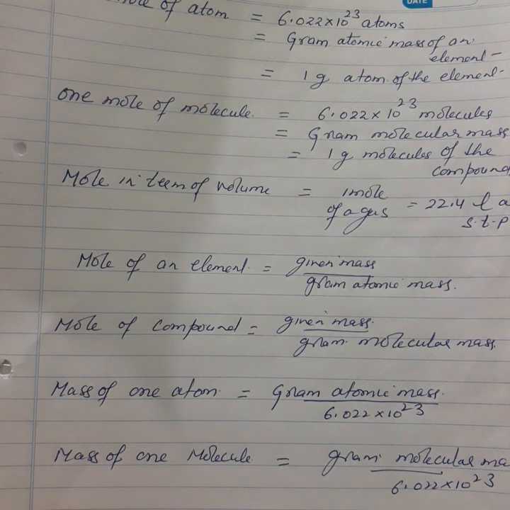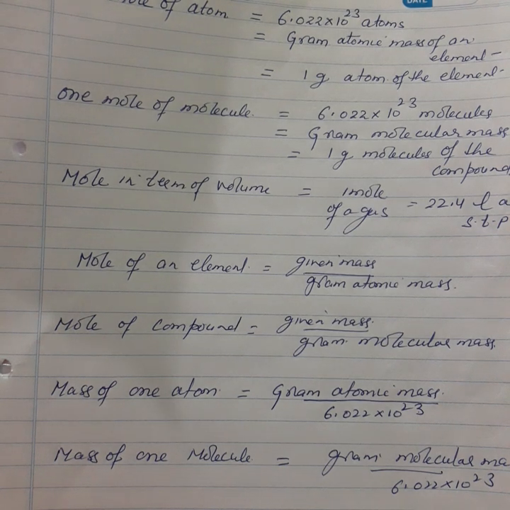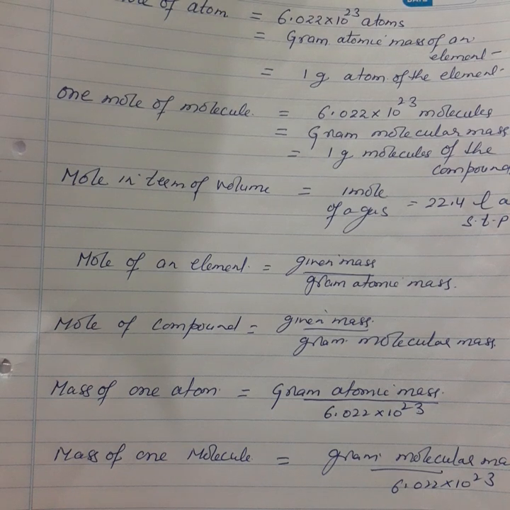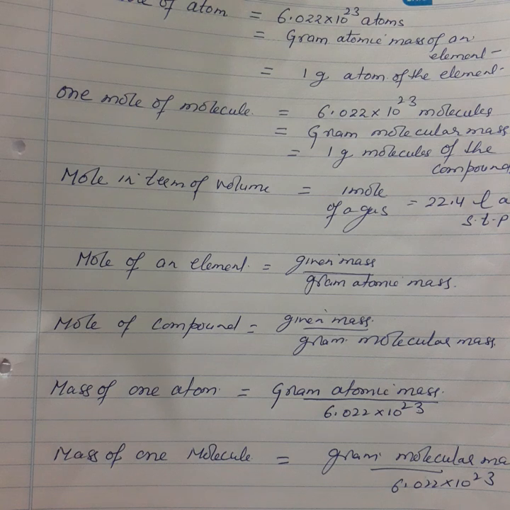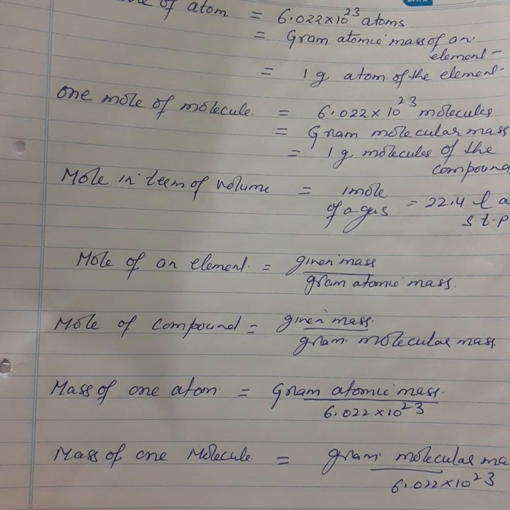What is Avogadro's number? 6.022 into 10 to power 23. Okay. What is the mass of 1 mole of any substance? Will be equal to its gram atomic mass if it is an element. If it is a compound, then will be equal to its gram molecular mass.